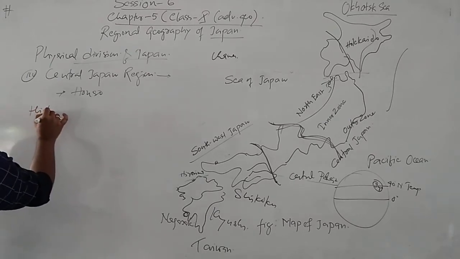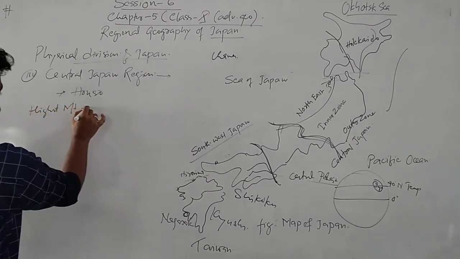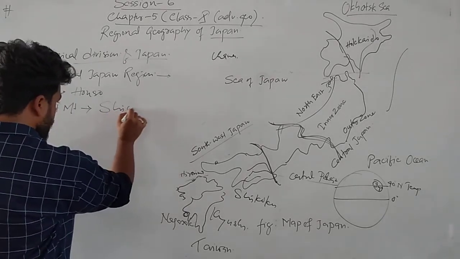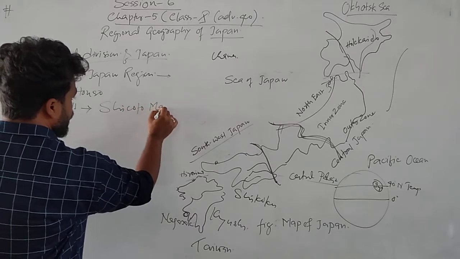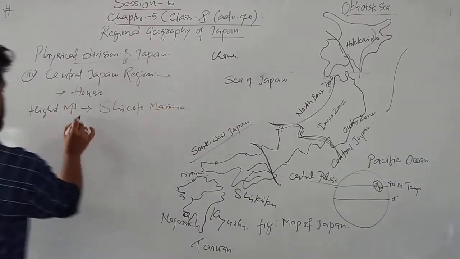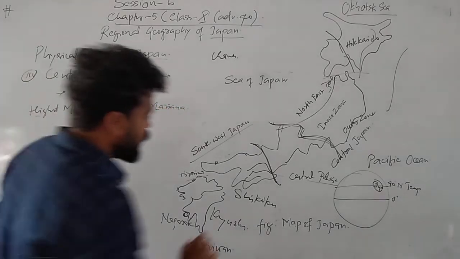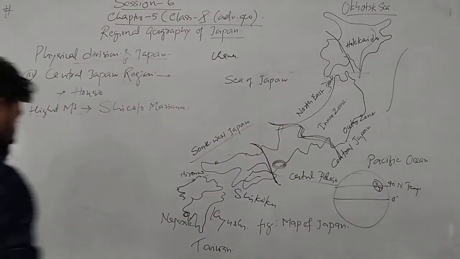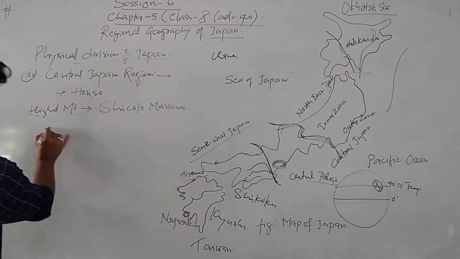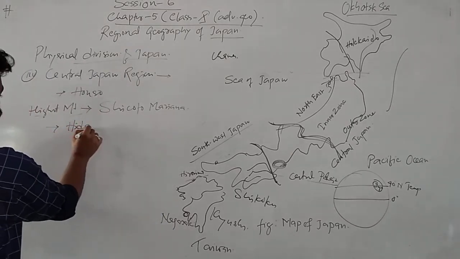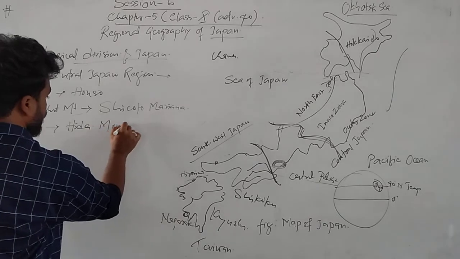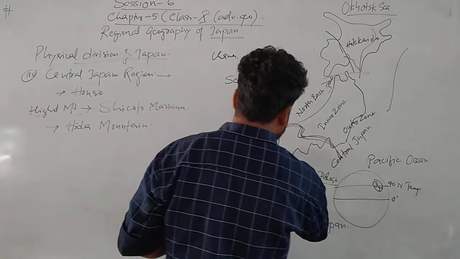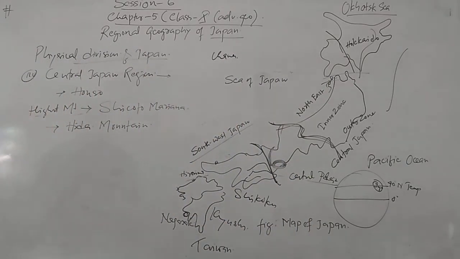Okay. Here another highest mountain is there. We'll see what is the highest mountain of the Central Plain region. Shirouma. This is the highest mountain of the Central Plain region. It is located here, okay, in the Central Plain. And another mountain is there, Hida Mountain. You can see it in the atlas. Hida Mountain is here. Okay, another mountain of Japan.